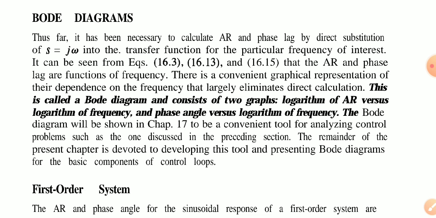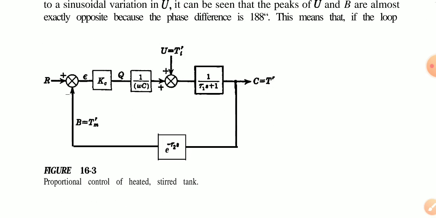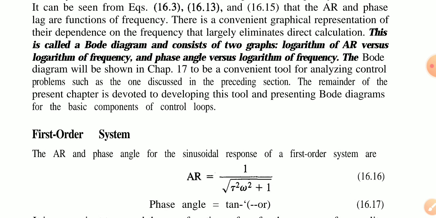This is a reminder from the previous chapter: the Bode diagram is presented for capital U and capital B, where U is equal to T dash I and B is equal to T dash M. The remainder of this chapter is devoted to developing this tool, presenting the Bode diagram for the basic components of these control loops.